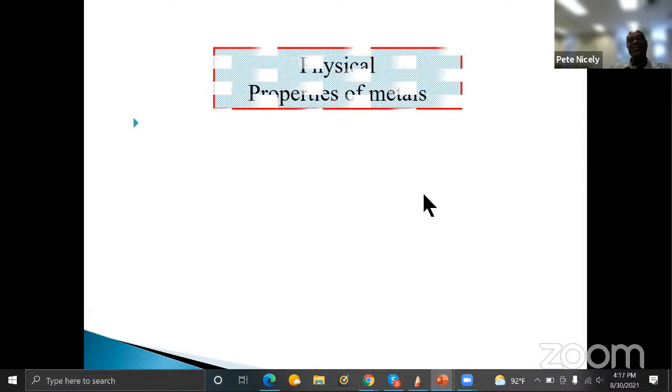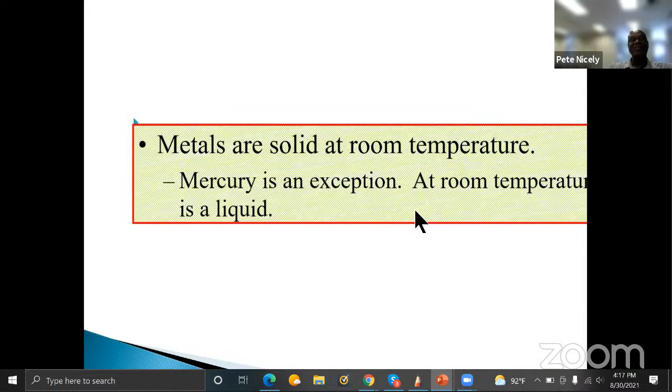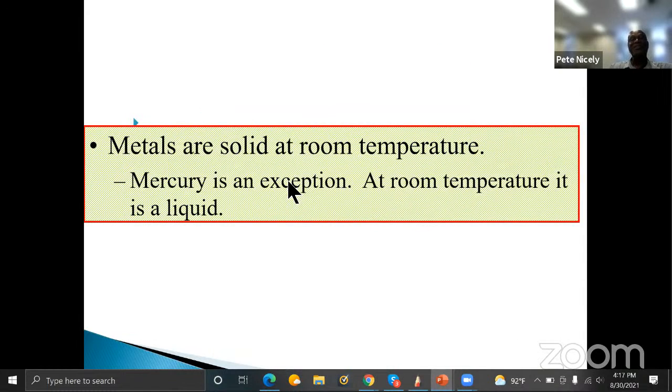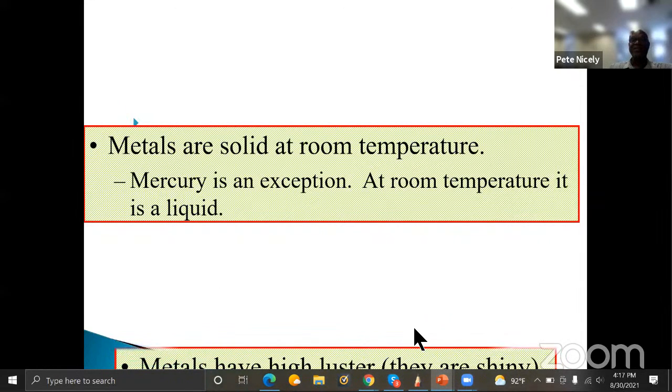So these that you're going to see here are the physical properties that are associated with metals. Metals are mostly, in fact, the vast majority of metals are solids at room temperature. There's only one exception to this, and that is mercury. Mercury is the only metallic element that at room temperature exists as a liquid, all right? But pretty much all other metals are solids under normal room temperature conditions, all right?